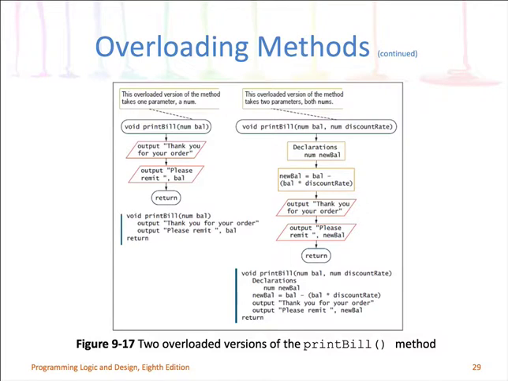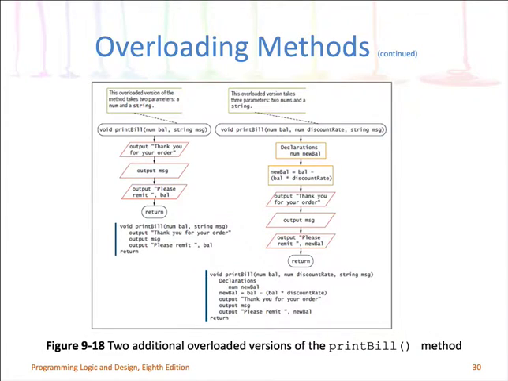So based upon whether we pass 1 or 2 arguments into print bill, we'll determine which of the methods we call. So they both have the same name, but they're 2 different methods. Here, they wanted to thank the person for the order. You could give a balance and a message, or you could give a balance, a discount rate, and a message. So that's just another example of how you might slightly change the print bill.